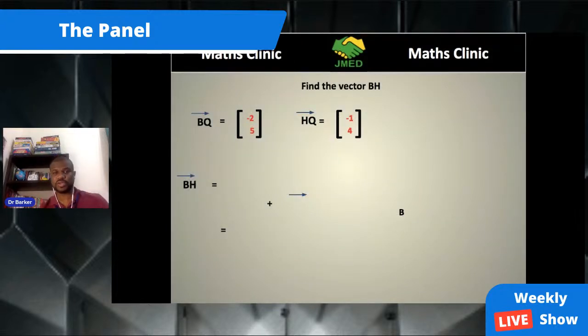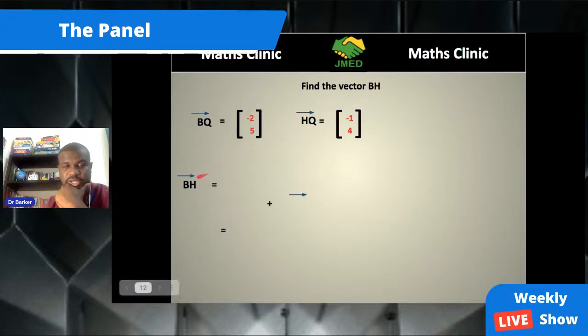But that's just information, okay? So we're asked to find the vector BH. It's a little messy, because I've been trying to do this very quickly and haven't gotten to clean up the slides properly. We're trying to find BH. Now, we have BQ, which is minus 2, 5, and we have HQ, which is minus 1, 4. The question asks us to find the vector BH, meaning from B to H.